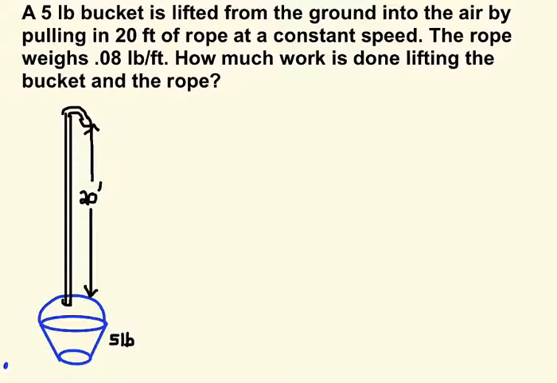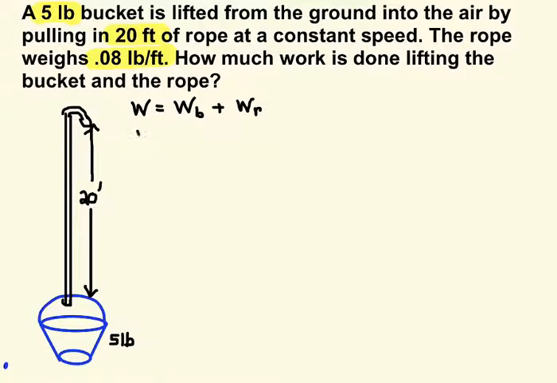The rope also has a weight. Let's see, the bucket is 5 pounds. The rope is a 20-foot rope. We're lifting it at a constant speed, and the rope has a weight. It's 0.08 pounds per foot. So we want to know how much work is done to lift the bucket all the way up so that all the rope is pulled up. Well, the total work done is going to be equal to the work done to lift the bucket plus the work done to lift the rope.